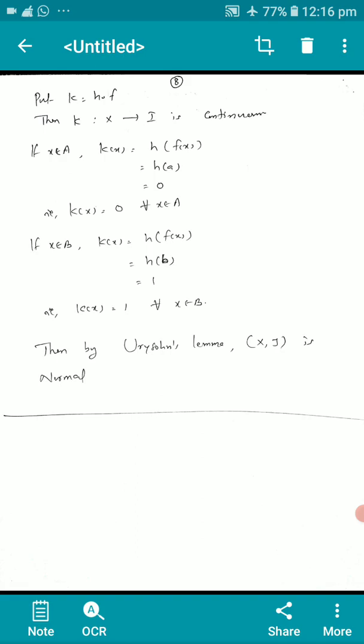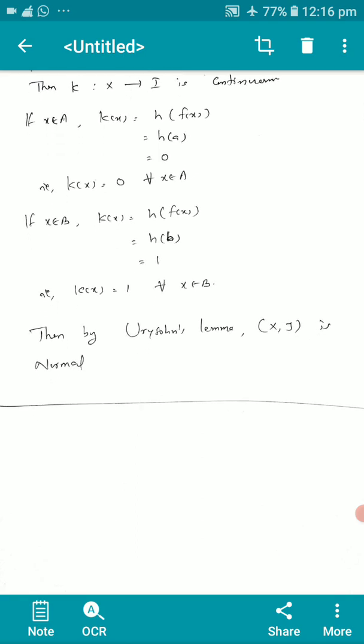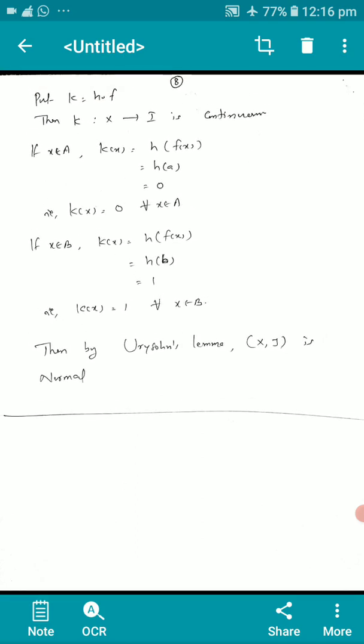If x in A, k of x equals h of f of x, which is h of a, equal to 0. That is, k of x equals 0 for all x in A. If x in B, k of x equals h of f of x, that is h of b, equal to 1, so k of x equals 1 for all x in B. Then by Urysohn's lemma we get X2 is normal. That is, we are making use of Urysohn's lemma. This is the generalized version of Urysohn's lemma, and the proof is completed.